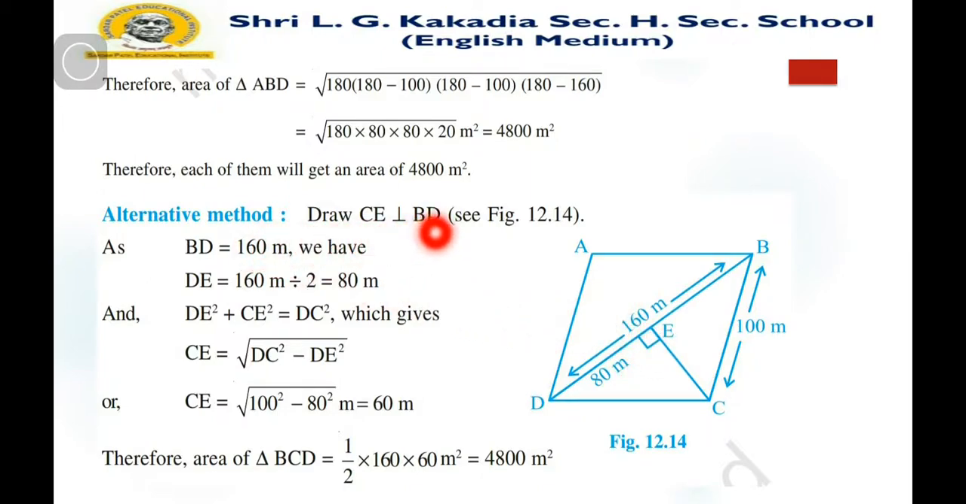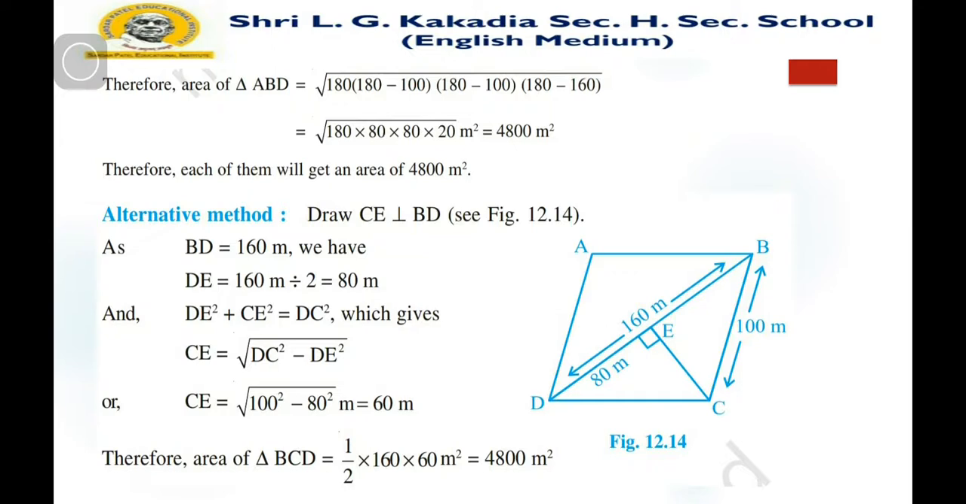So draw CE perpendicular to BD, as you can see here. As BD is equal to 160 meter, DE will be 80 meter, because CE is perpendicular on BD and it divides it into two equal parts. And DE square plus CE square is equal to DC square, which gives CE equal to the square root of DC square minus DE square. So CE is equal to the square root of 100 square minus 80 square, which is equal to 60 meter. Hence we have CE as 60 meter.